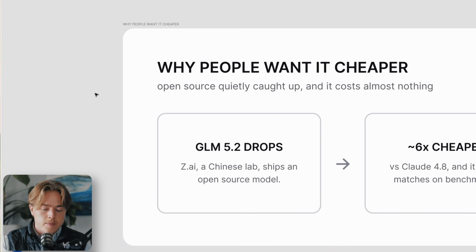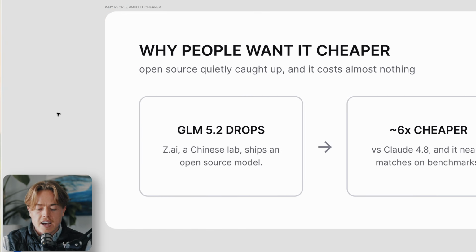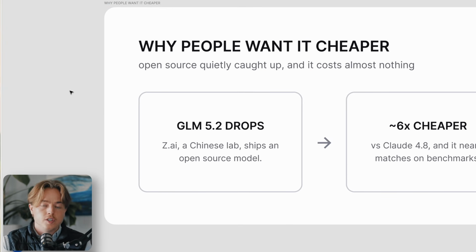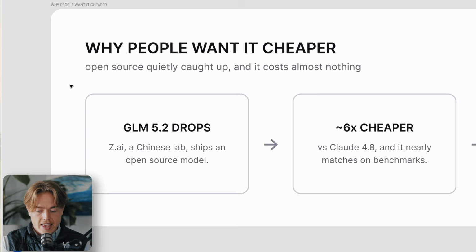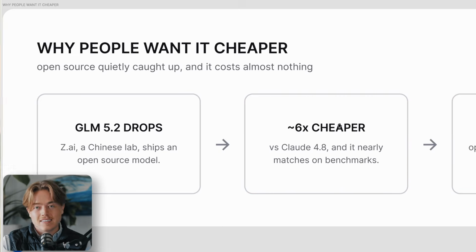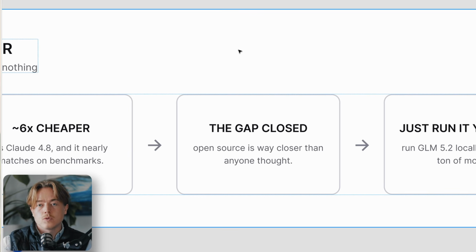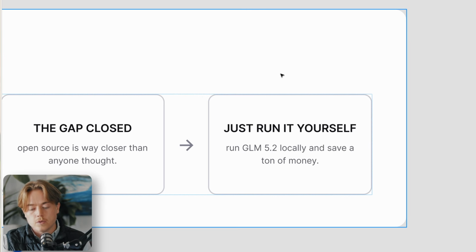It is a Chinese-made open model from a company called Z.AI, but it basically matches the performance of GPT 5.5 or very close to Opus 4.8. But it's about 6 times cheaper. Before, there was this gap where you could get cheaper performance with an open or local model, but it wasn't going to be as good. And now that is basically gone. It's very close to gone. People are thinking, I'll just run it locally, save a bunch of money, and get almost the same performance.